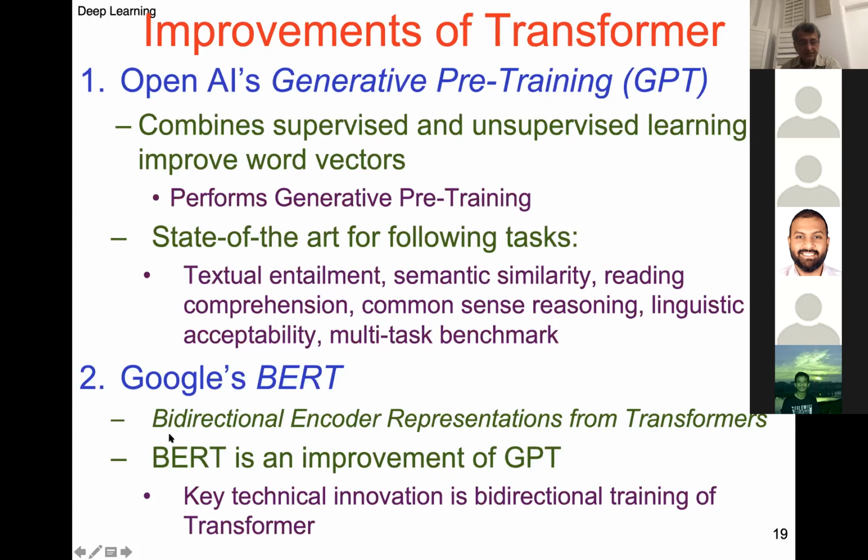Google's BERT, bidirectional encoder representation from transformers, is an improvement of GPT. The key technical innovation is bidirectional training of the transformer. Well, GPT used to have GPT-2. Now I think they've come up with GPT-3. Maybe that has overcome BERT.